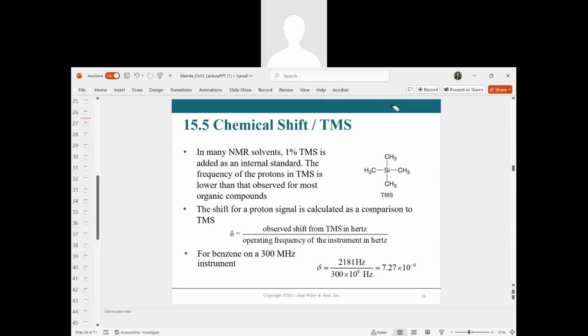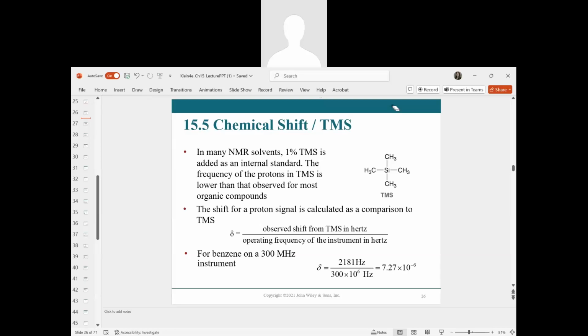And the shift that we're referring to is how far a signal for a proton will appear as compared to TMS. So if we have a 0 point, whatever the frequency observed from TMS in hertz, divided by the operating frequency of our instrument, also in hertz, that would give us this delta, this value that we consider for each of our protons. So that chemical shift, again, is the observed shift from TMS in hertz divided by the instrument's operational frequency.